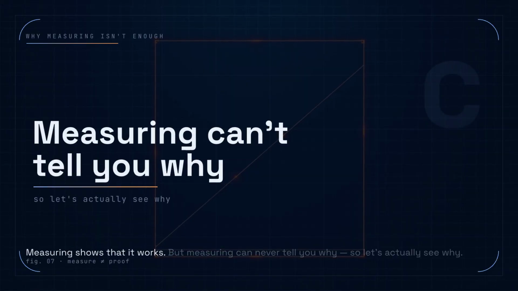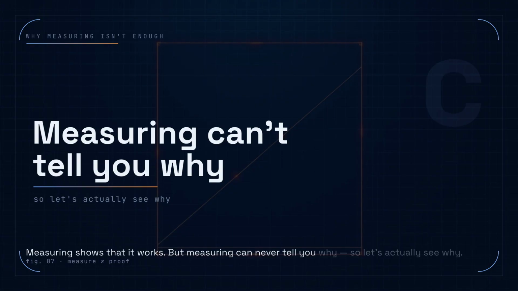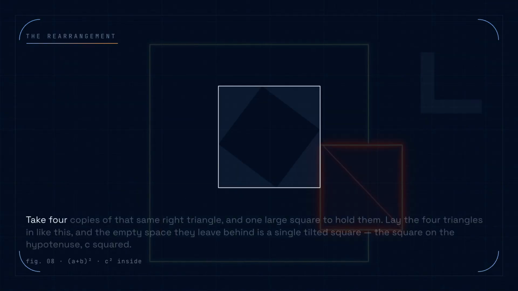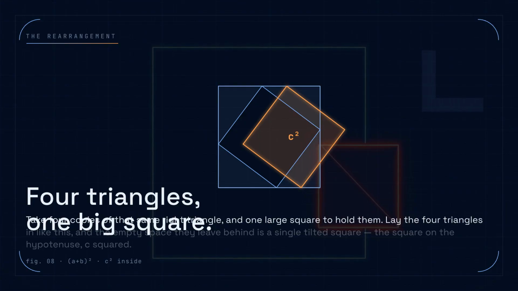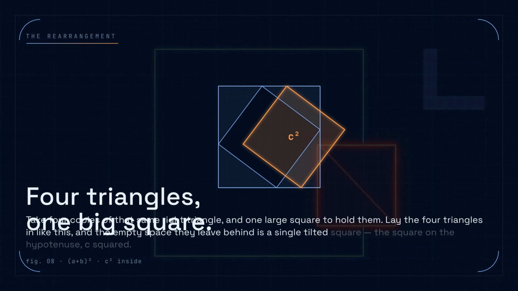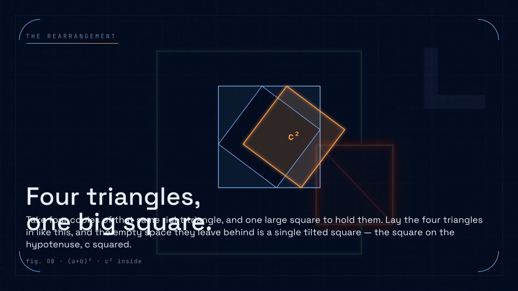Measuring shows that it works, but measuring can never tell you why. So let's actually see why. Take 4 copies of that same right triangle and 1 large square to hold them. Lay the 4 triangles in like this, and the empty space they leave behind is a single tilted square. The square on the hypotenuse, c squared.